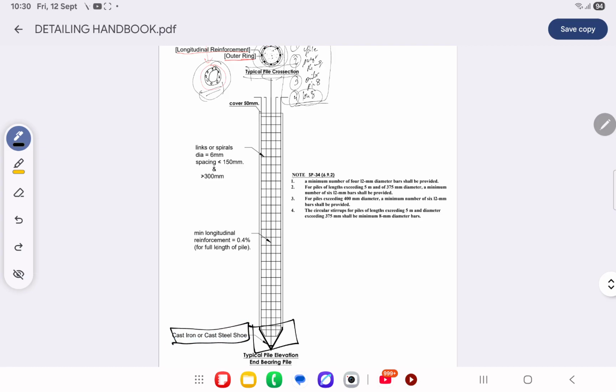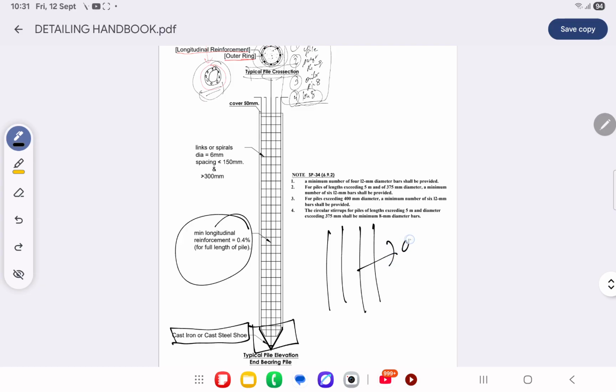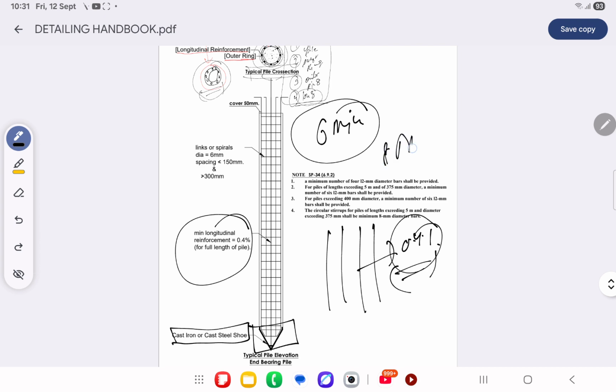And this is the minimum. In the case of a pile, the minimum longitudinal reinforcement is how much? 0.4%. This is the longitudinal reinforcement we generally provide. You have to remember 0.4%. And the links we generally provide are 6 mm, but now we go for 8 mm also. The minimum spiral diameter of the links should be 6 mm, but nowadays we generally provide 8 mm also.